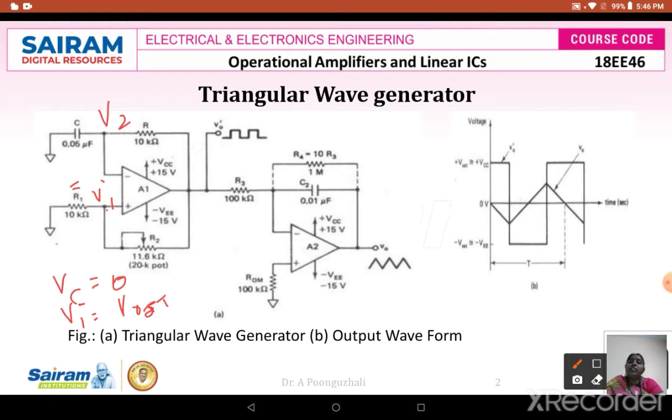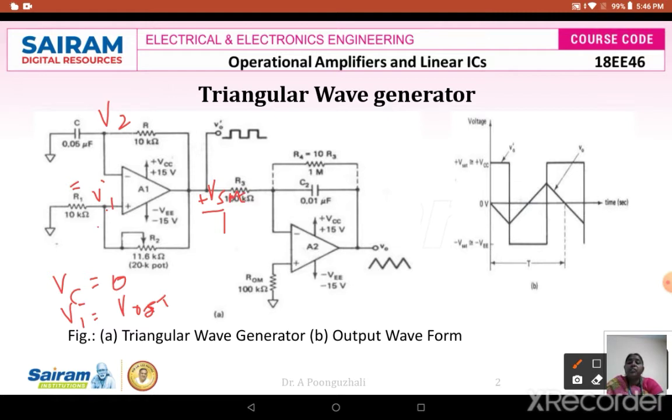If this offset voltage is positive, the output of my op-amp A1, that is the square wave generator, is going to be at plus Vsat, because whatever voltage I give at the non-inverting terminal, the same output I am going to get. So if V1 is positive, my output is going to be positive. That means that my output is going to be at plus Vsat.